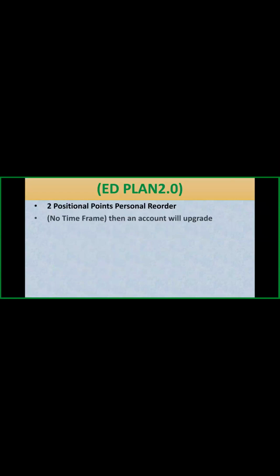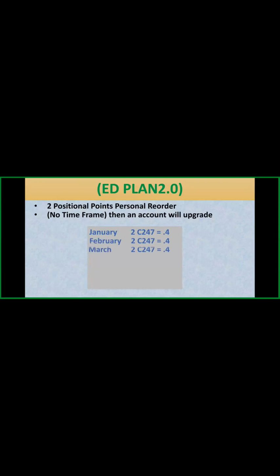Now, for the Ed Plan 2.0, for your account to be upgraded, because I know you might say, but Sir Glenn, what if I start with this and I want to enjoy that other system well? No. You only have to do two positional points personal reorder. Let's say in January you do 0.4, February 0.4, March 0.4, April 0.4, May 0.2, 0.2, and then a total of 2 points, no time frame. Then your account will be upgraded to the 1 year Ed Plan 3.0.